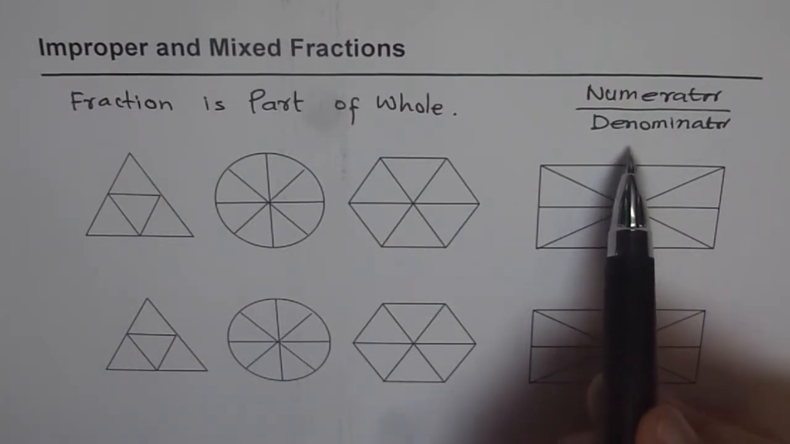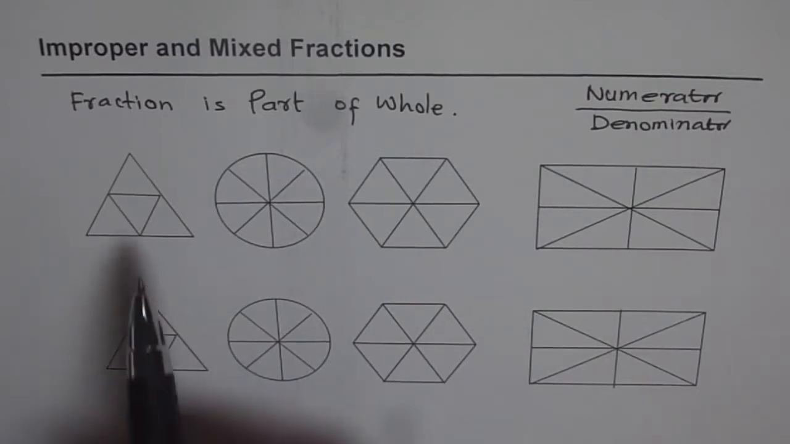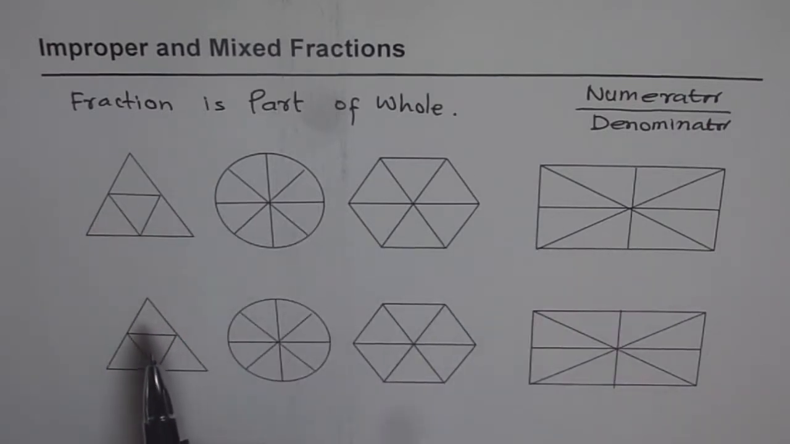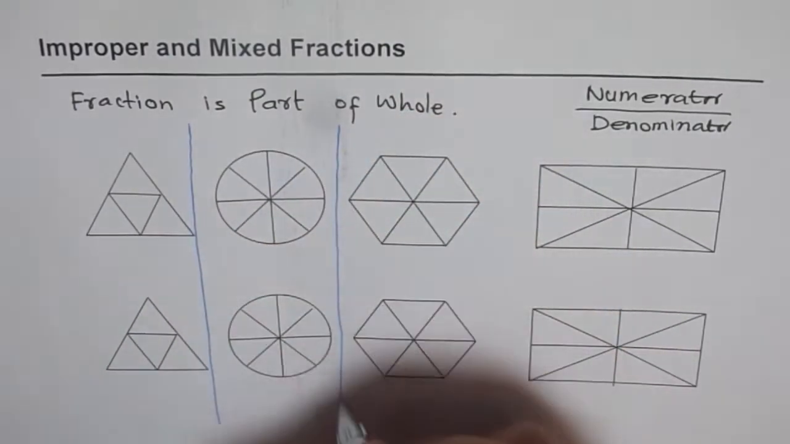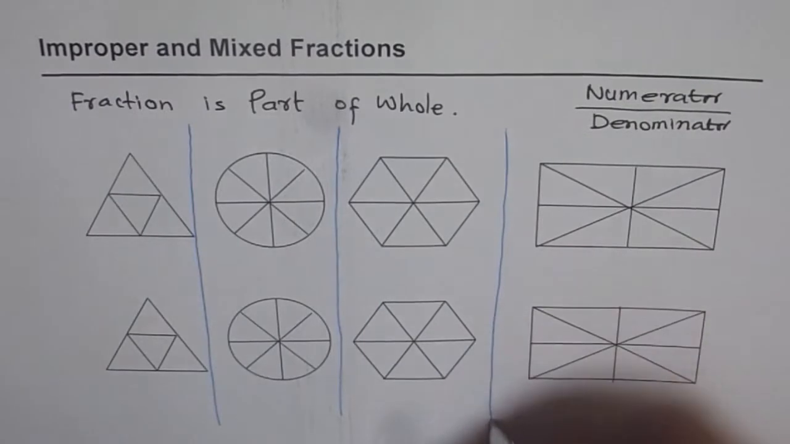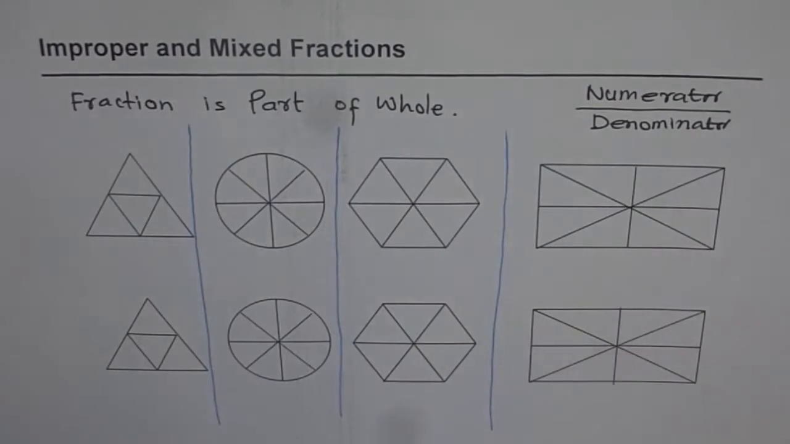Now there are situations when we can land up with fractions which are greater than 1. So that is what brings us to improper and mixed fractions, and that is what we are going to explore now. Okay, so here are a few examples. I have one set of figures here and the other set just below them. I will consider two at a time as sets. So this becomes one set, that's the next set, another set, and this is the fourth set.